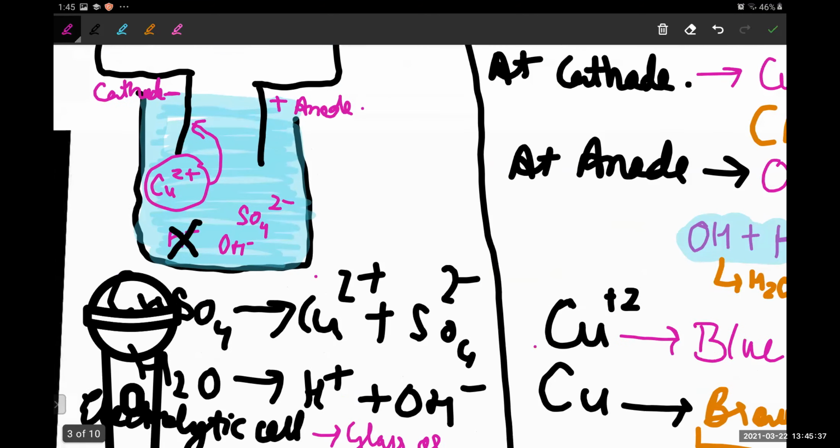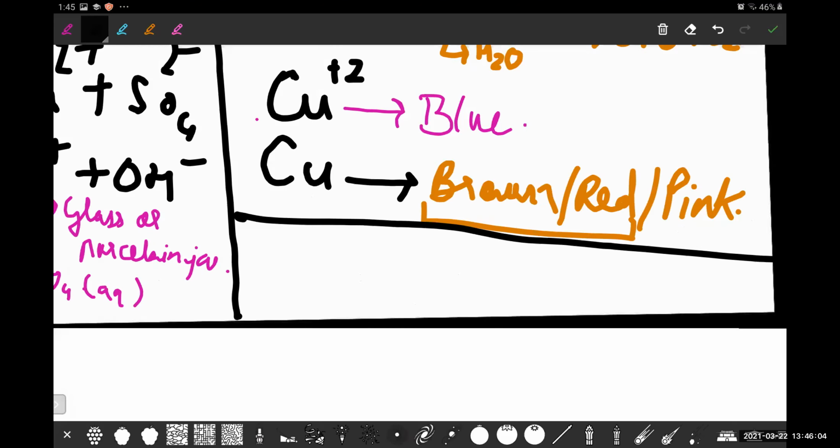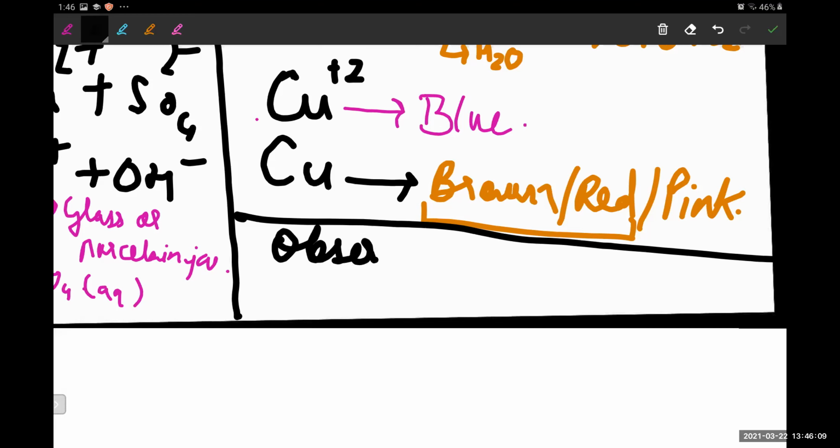So at the cathode, what is happening? This brown color deposition is happening, and oxygen gas is released at the anode, isn't it? So what observations can we see? In the examination, you write your electrolytic cell and the electrodes which you are using, then you have to write the reaction at the anode, the reaction at the cathode, and then you have to write the observation. Let's write the observation. What have we observed just now?